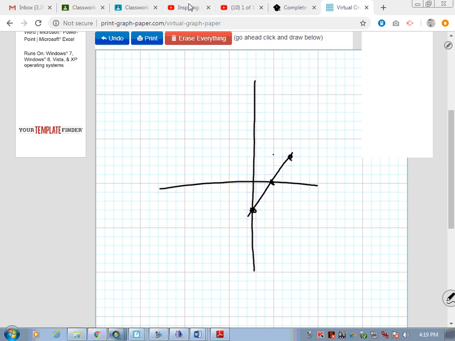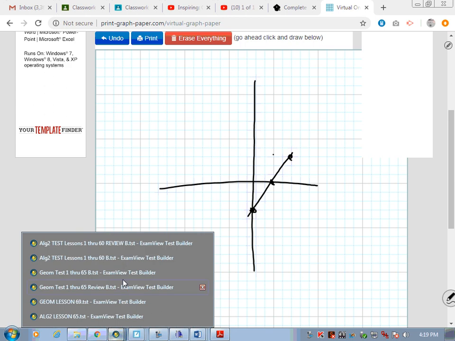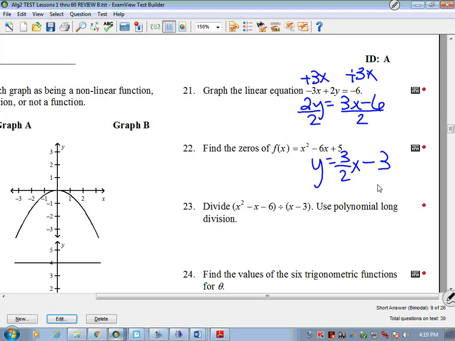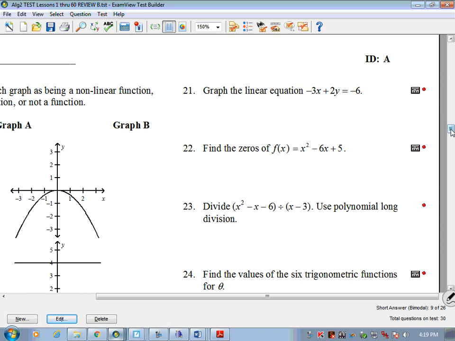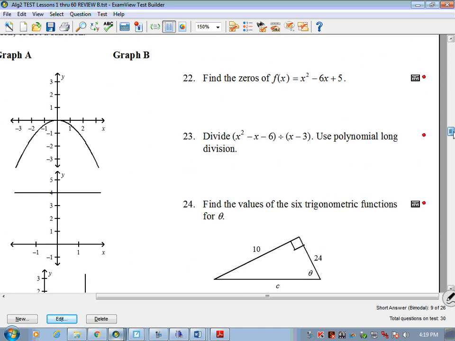Based upon our equation, let's get back to our work. y equals 3 halves x minus 3. We need that work, and we need to pick the right graph. More important is being able to get the right equation.